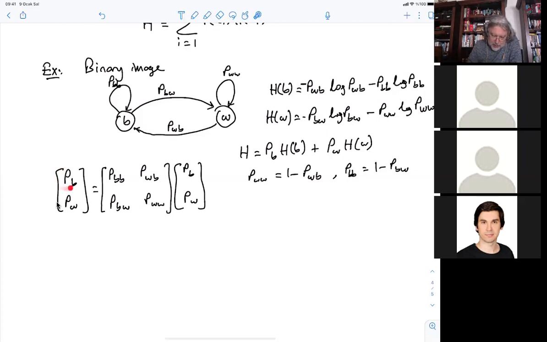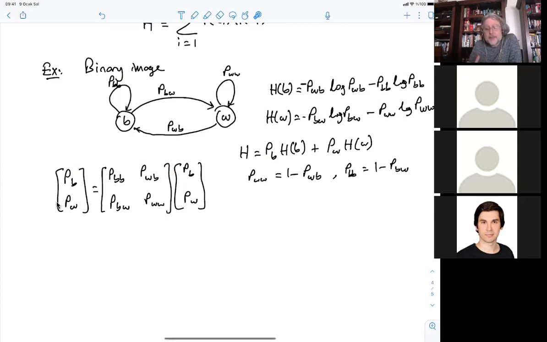The cumulative probability of black is achieved by multiplying this row with this column, which corresponds to the probability of black to black times probability of black. So it was black, and with a probability of black to black, it again stays black. Plus, it was white with a probability of white times probability white to black. So it converts to black. So this row times this column will give you this probability of black.